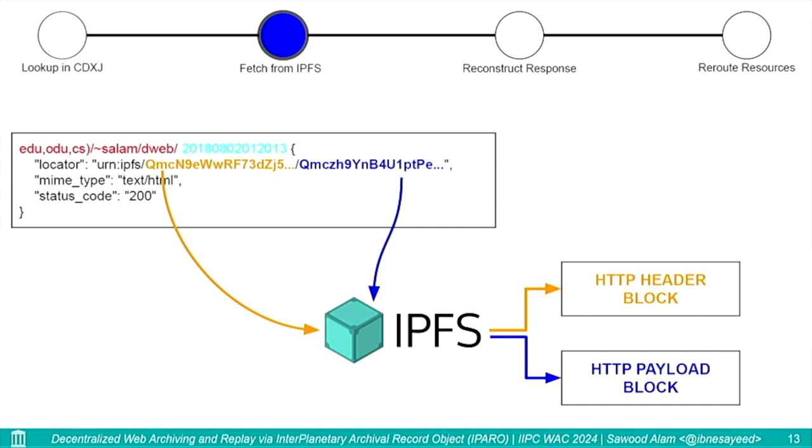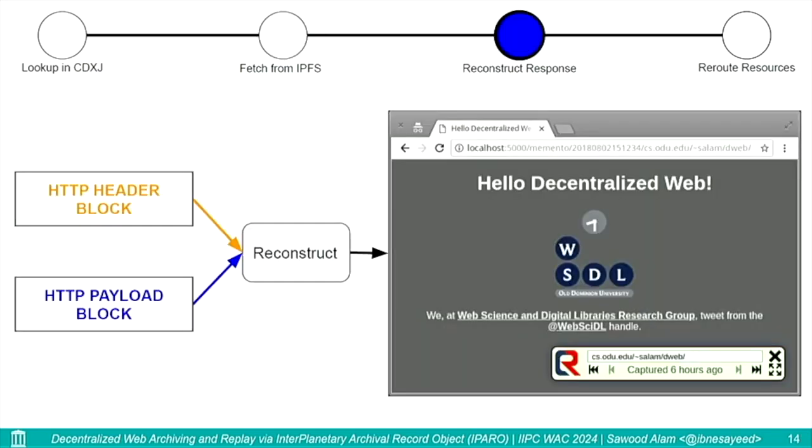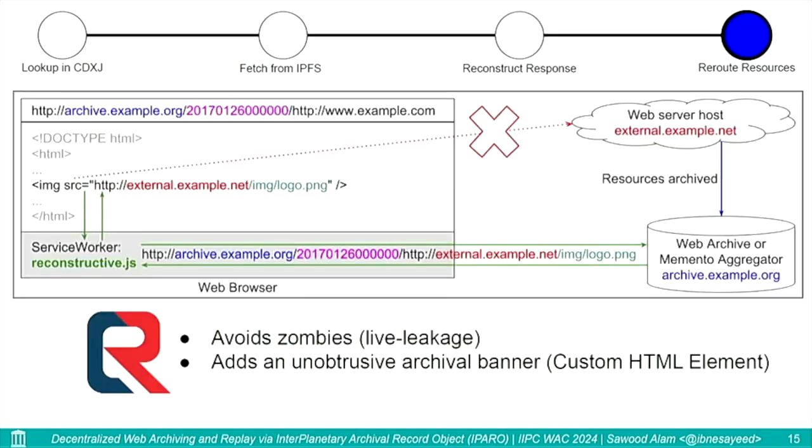We go and resolve it from the CDXJ files and try to get the two pieces from IPFS, combine them, and reconstruct and play it back. So that's how it used to work.